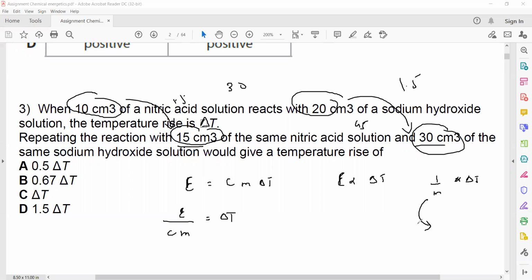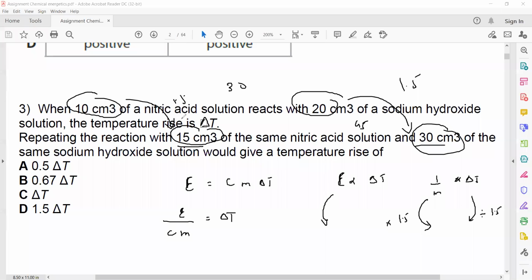So what happened to mass? The mass increases, because the original mass was 30, the new mass is 45. So mass also increases by 1.5 times. So temperature change will decrease by 1.5. But due to the amounts, as we increase the amount, energy release, because the total amount which we use is 1.5 times the original one.